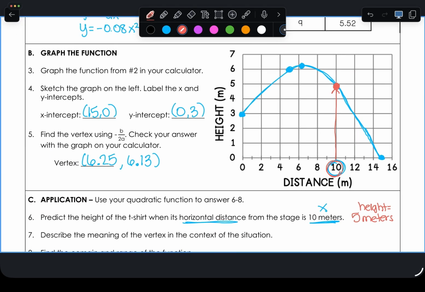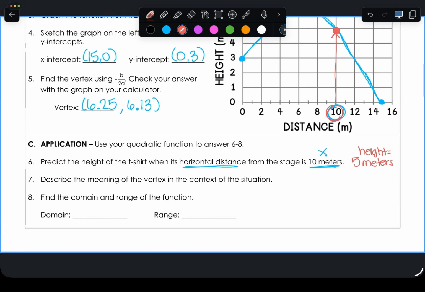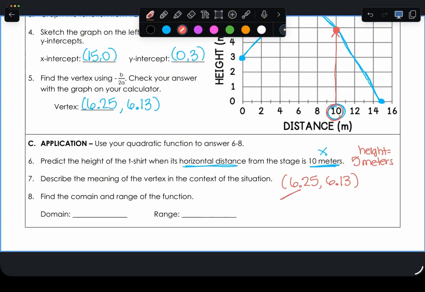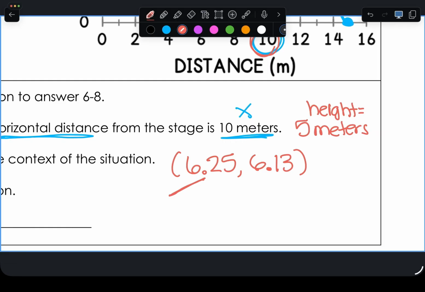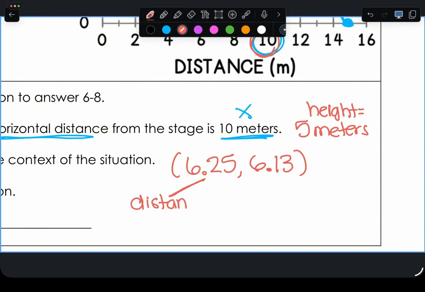Now it says describe the meaning of the vertex in the context of the situation. When you have to describe using words, it helps just to write the point, 6.25, comma, 6.13, and describe each number. What does 6.25 describe? It's an X value. What do my X values describe? What do my Y values describe?